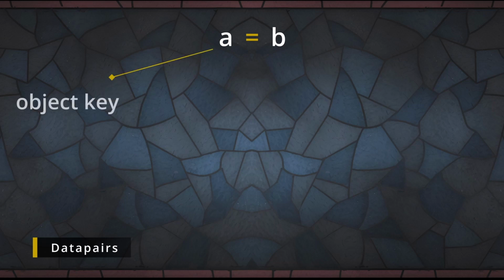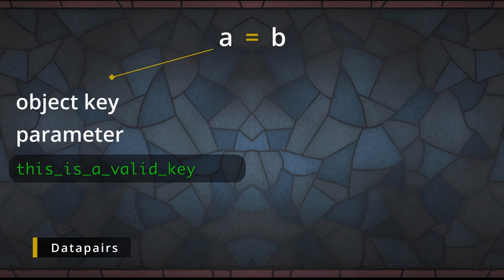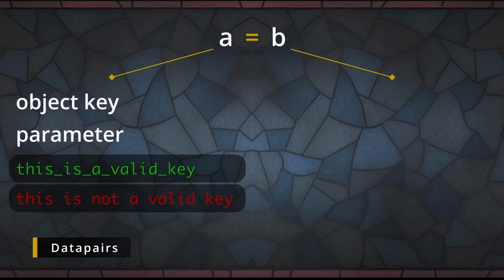In script, everything comes in Datapairs that follow the base syntax A equal B. On the left hand side of the equal sign, A is either an object key or a parameter, and it is always an unbroken text string without spaces. So this is a valid key, but this is not a valid key. On the right hand side of the equal sign, B can be different things depending on what A is.